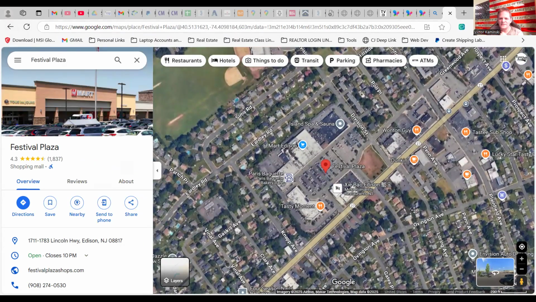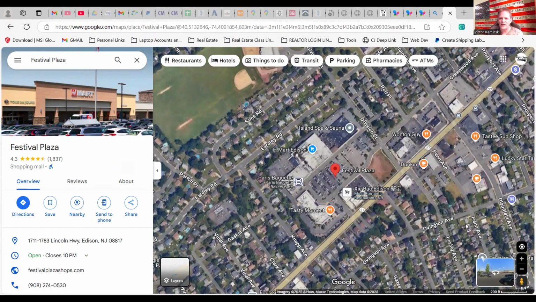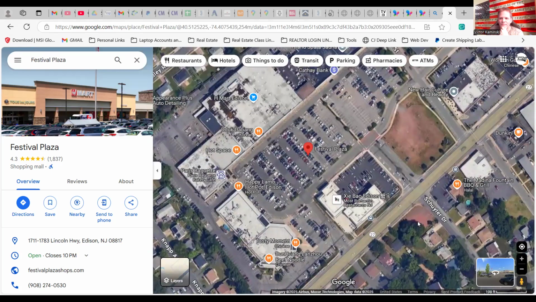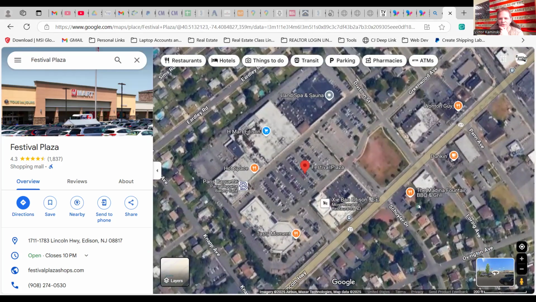So you could see this. It's now called Festival Plaza. It was always known as the H Mart because that was the anchor store there. Even in Google's pictures here, you could see, so this is the entire property over here, right? Surrounded by homes. And then I think this is another little strip mall. Oh, or gas station right there. So they got two driveways now going into it. It used to just be one right here.